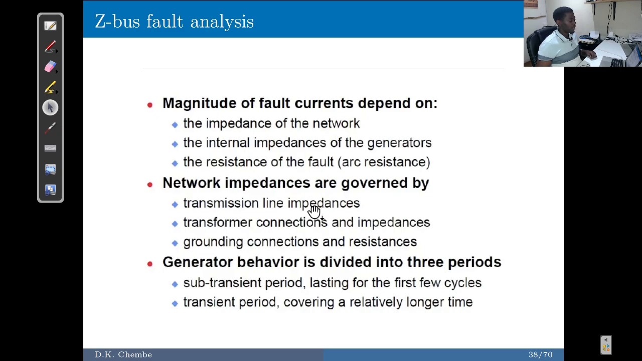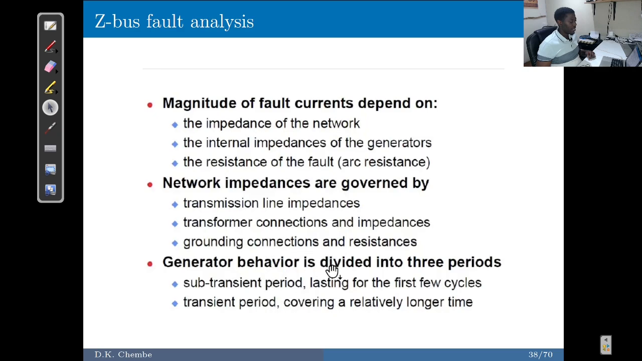What we need for our calculations of the magnitude of fault currents depends on the impedance of the network. Obviously, this is where the Z bus comes in. We need the internal impedances of the generators, and the resistance of the fault, that is the arc resistance. Then we're also looking at the network impedances, governed by the transmission line impedances, transformer connections and impedances, and grounding connections and resistances.